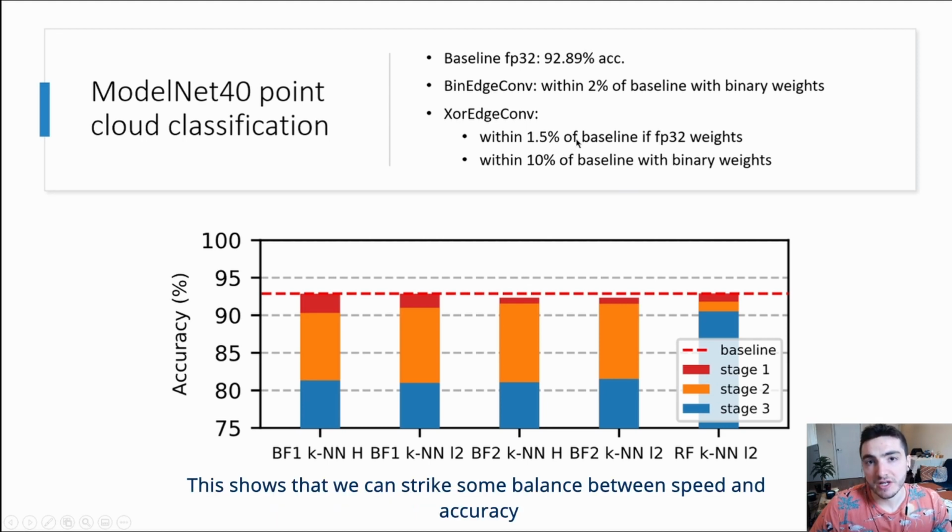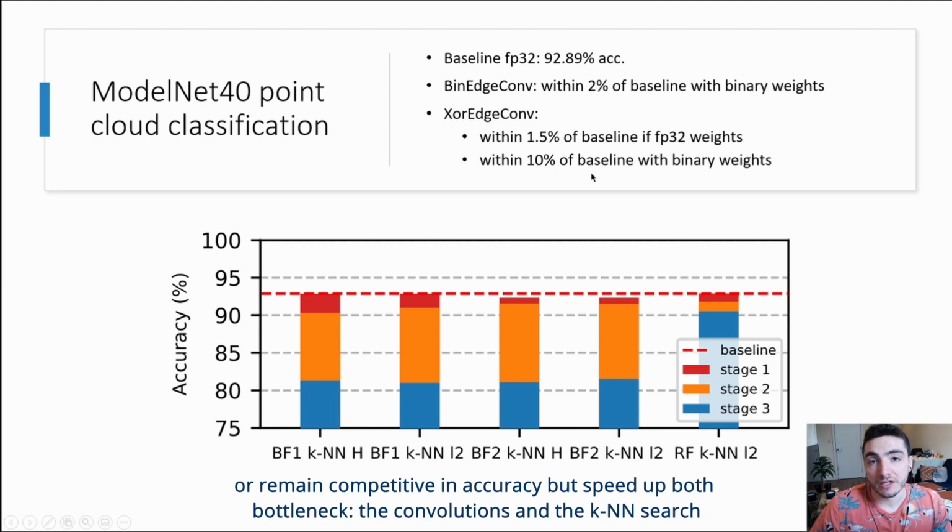And this shows that we can strike some balance between speed and accuracy, or remain competitive in accuracy but speed up both bottlenecks, being the quantization of the convolution and the k-NN search.